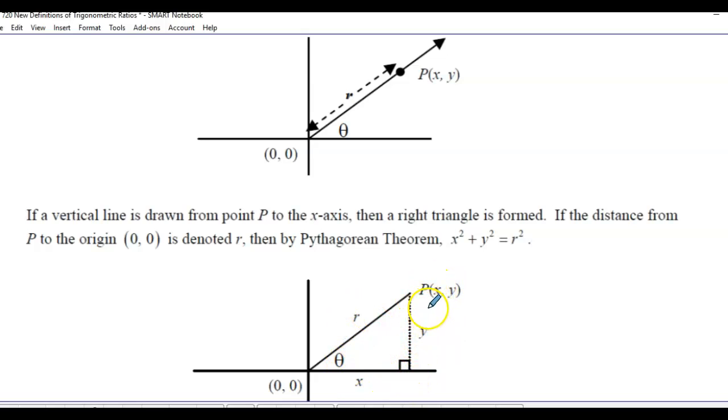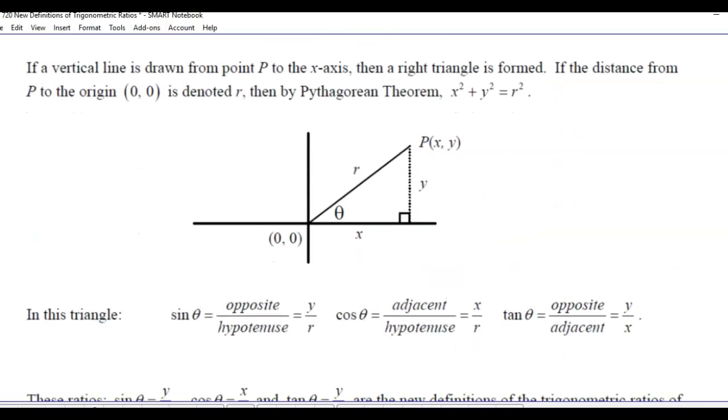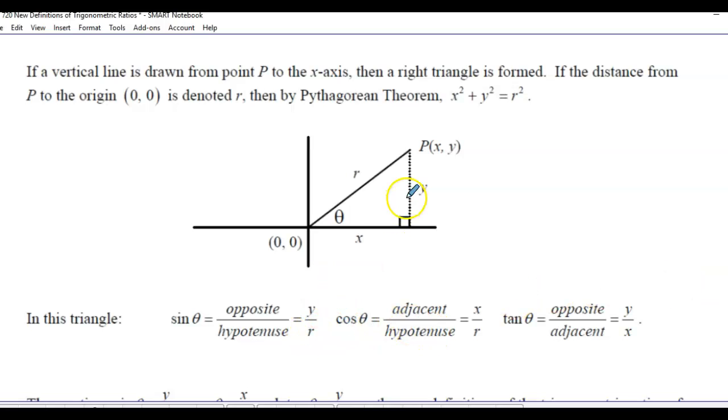Okay, if the distance from P to the origin is denoted r, then based on the Pythagorean theorem, r squared will be equal to x squared plus y squared, right? The x value of the point P is x, and so that's going to be the length of that side. y will be the length of the vertical side, so it's the Pythagorean theorem. So in this triangle, sine, in terms of the coordinates, would be y over that hypotenuse r.